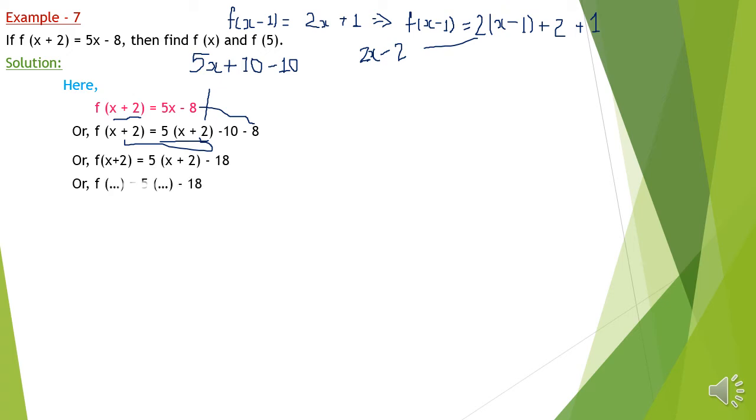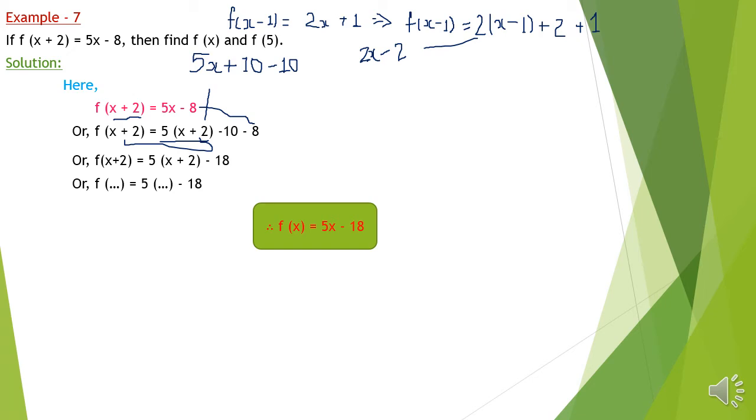Now see this value, f of something is equal to 5 times something minus 18. Now our input is x plus 2. So input is a generic name given to the function. It is not defined. We have heard this many times. So it can be z, it can be x, it can be y, it can be p, it can be q. So just write x because we need x. f(x) is equal to 5x minus 18. This is our function. Okay, hope you understand.